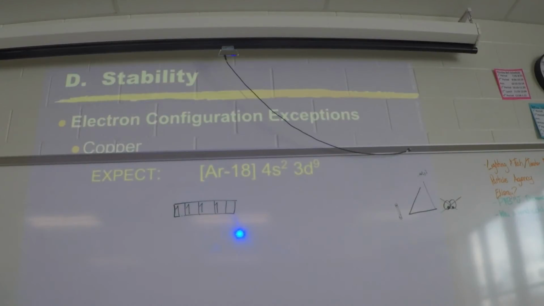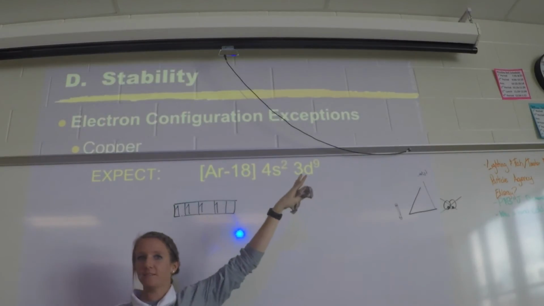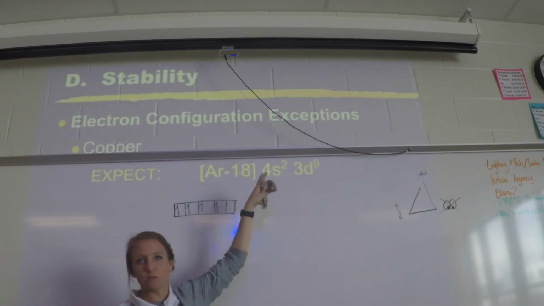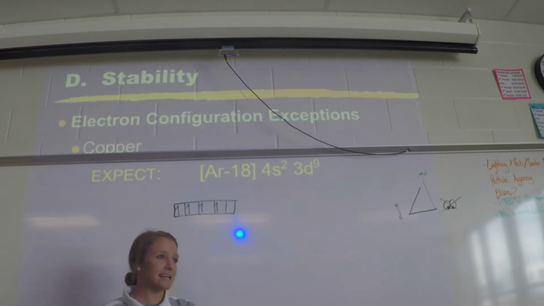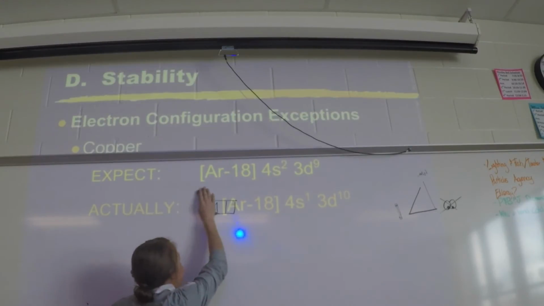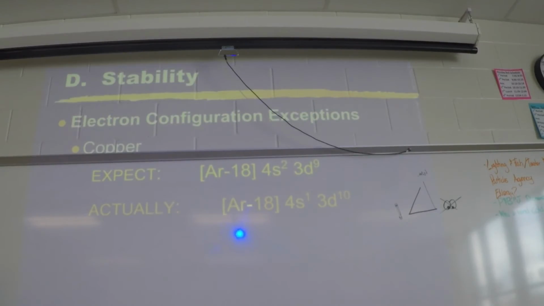So with this idea of stability, we see some exceptions. There's not lots of them, and it mostly deals with the D and also the F block, but we're just going to look at the D block exceptions. We wrote the electron configuration for copper. This is what you would typically write, like if it was on your warm-up today, that's what I would expect you to write. But what scientists have found is that it's actually this: 4s1, 3d10. Any ideas of why?